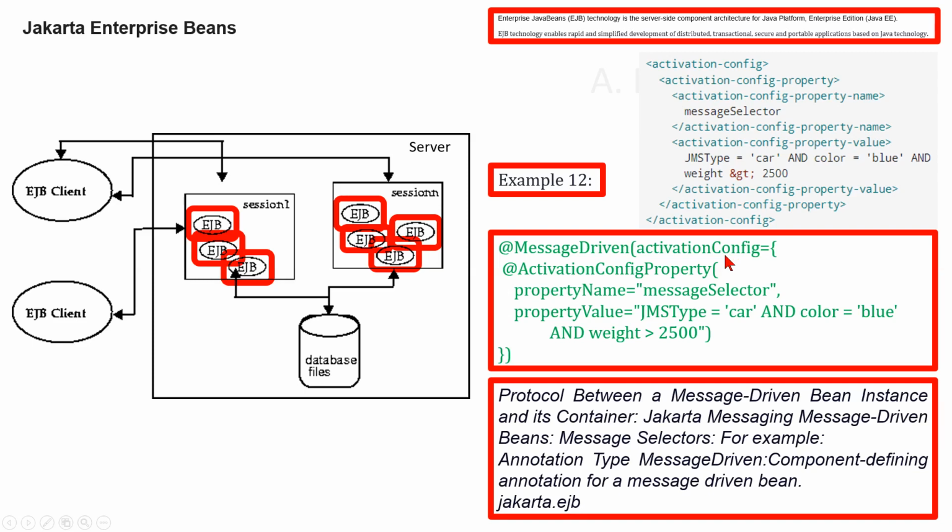in the MessageDriven annotation, or by using the activation-config-property deployment descriptor element. The property name used to specify the message selector is messageSelector. For example, here and here. The application assembler may further restrict, but not replace, the value of the message selector property of the Jakarta message-driven bean.